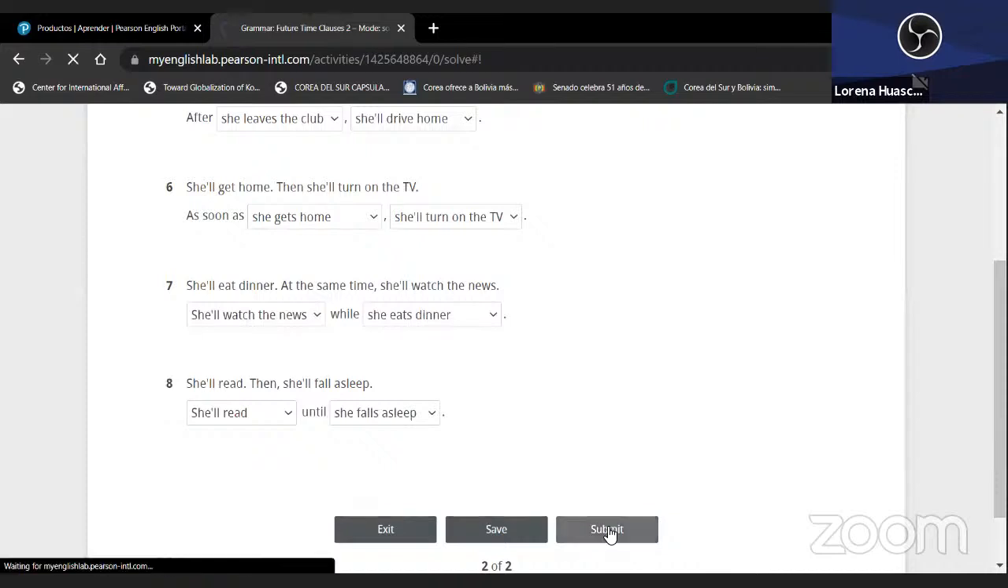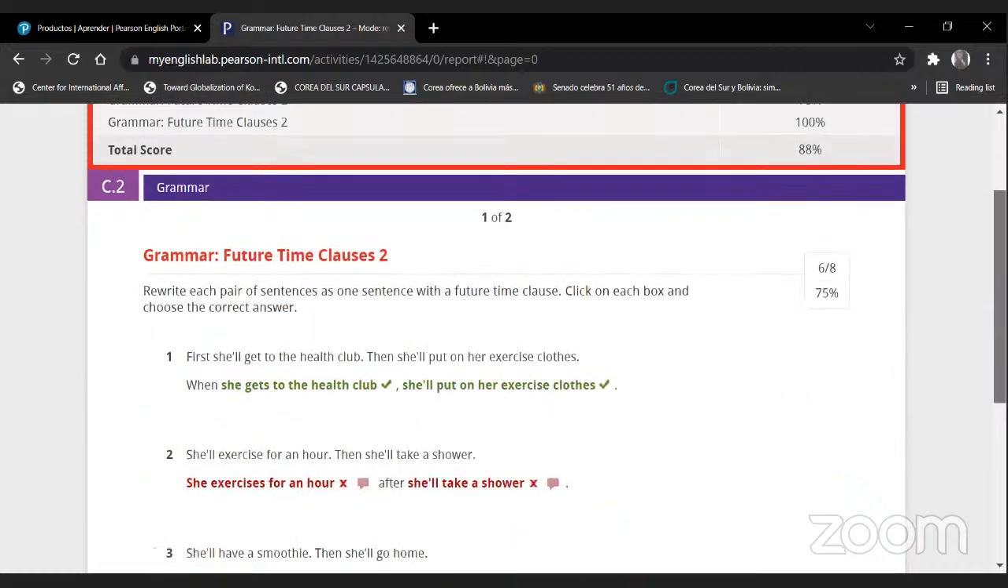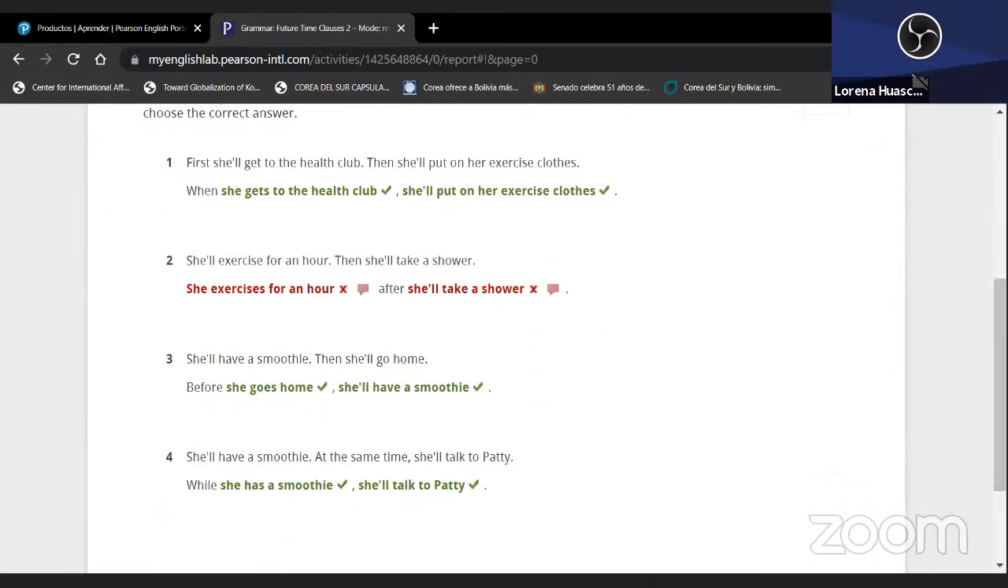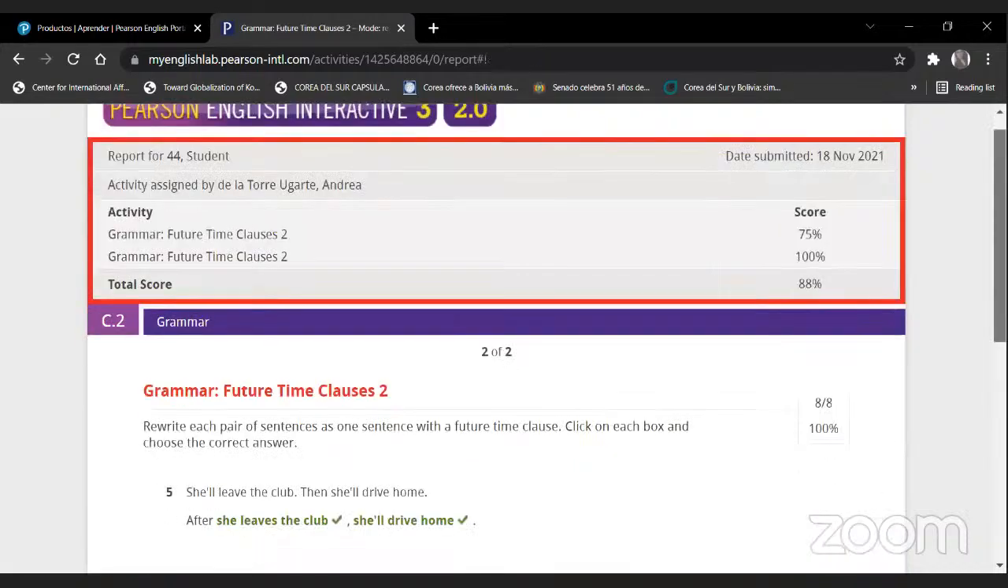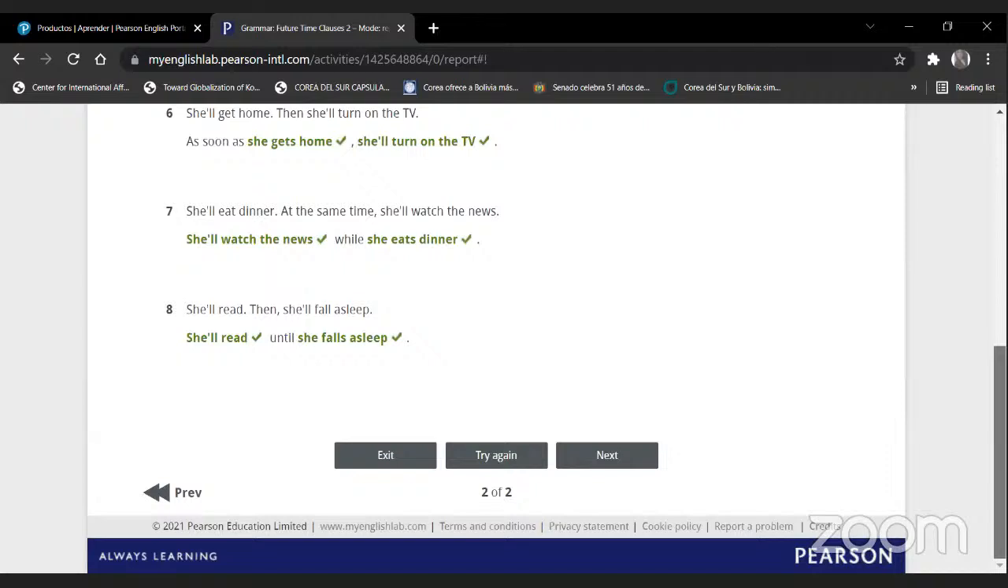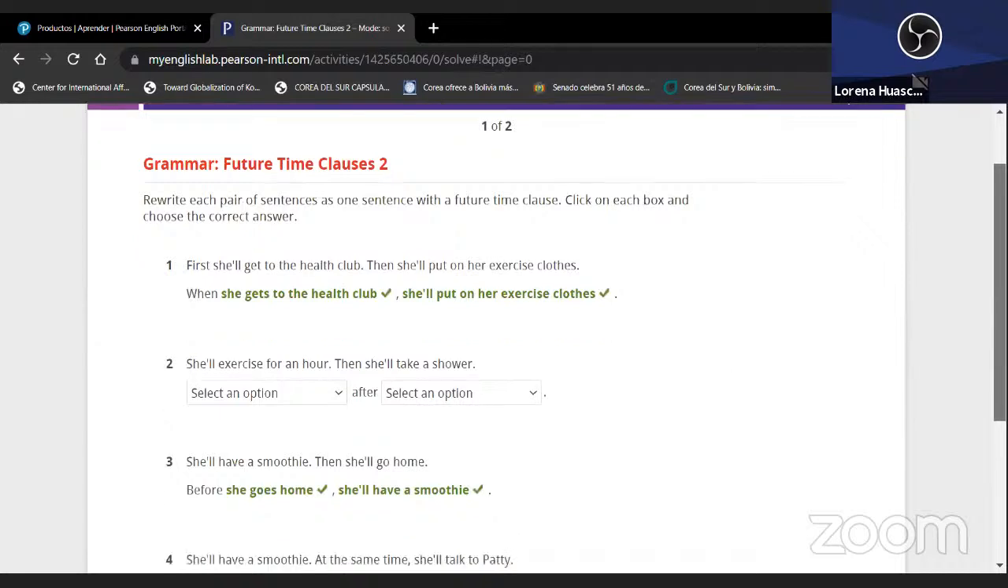Okay, so let's check the mistakes. Okay, we have two. Number two, for example, we are using first, oh well, we have the connector in the middle, right? So in the middle, we have to start with future, right? And then next. Ah, yes. The other is okay. Everything's okay. Perfect.